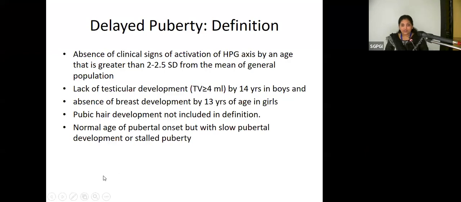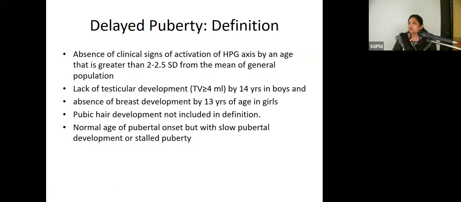So delayed puberty is defined as the absence of clinical signs of activation of the hypothalamo-pituitary gonadal axis by an age that is greater than 2 to 2.5 standard deviations from the mean of the general population. In boys, if there is lack of testicular development by 14 years of age, and in girls, if there is absence of breast development by 13 years of age, it is defined as delayed puberty.